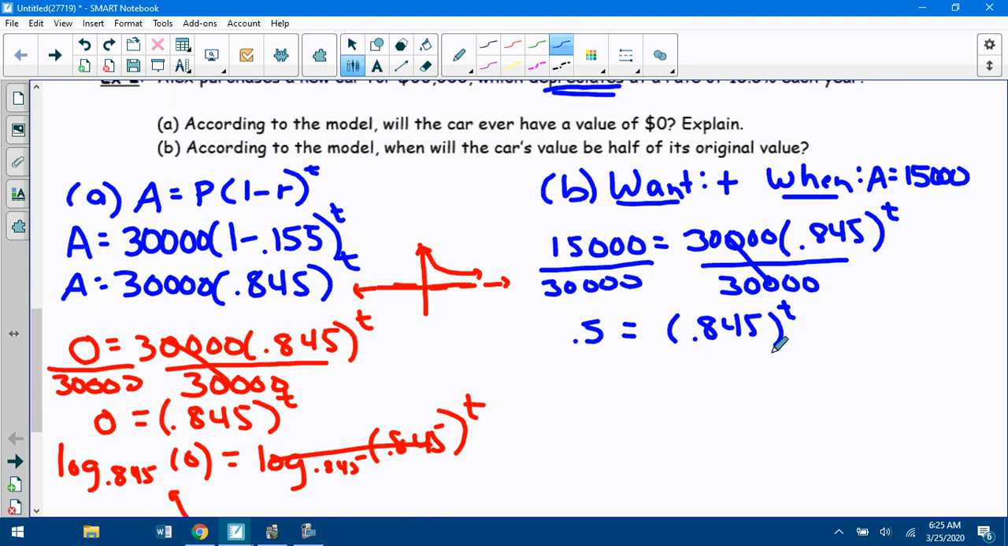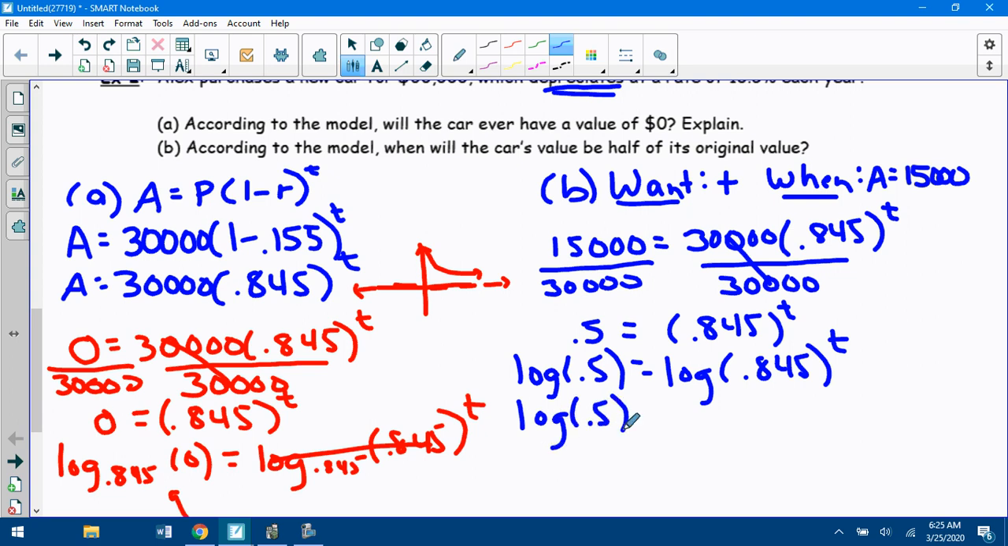Log base 0.845, good. Just for those of you who can't do that log base key, I would probably just say take the log of both sides at this point. Remember, there's different ways to solve these. So if you just take the log, this won't cancel, but what does it let you do? It lets you bring the t out front. So those of you that can't use the log base key, take the log, bring the t out front, so t times log of 0.845. Then what? You want to get t alone, so divide by log of 0.845.